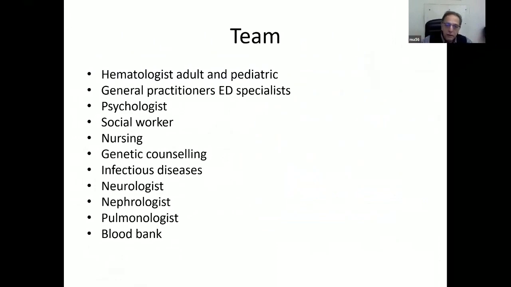Now, here is my biased vision. We need hematologists, adult and pediatric, general practitioners and ED specialists. We need psychologists, social workers, nursing, and genetic counselors. And of course, we need to have the support. And I could go on and on here: pulmonologists, nephrologists, ophthalmologists, but very critically, a blood bank specialist.